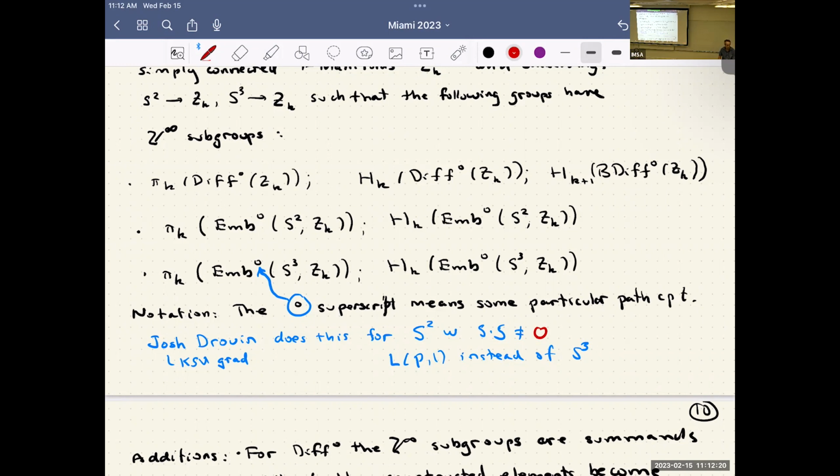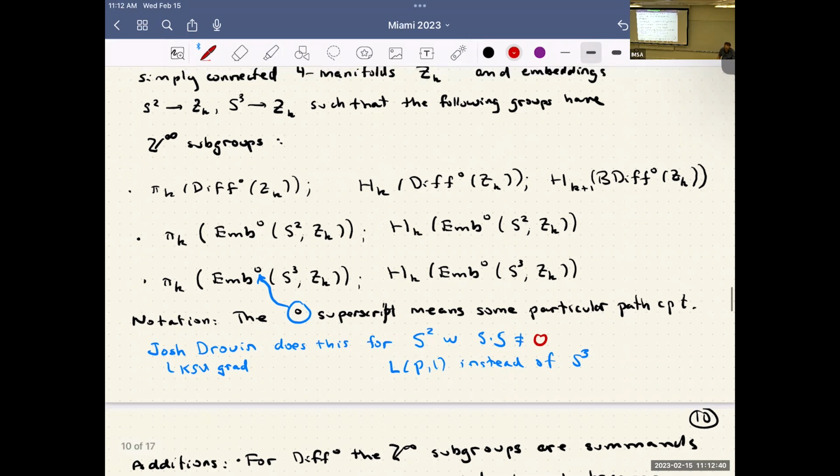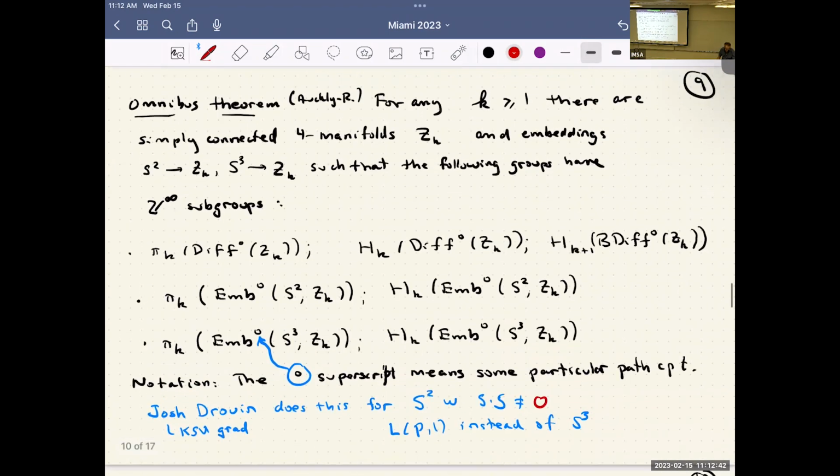But there's a trick that Josh uses, that Dave and I have used in some previous work: if you know how to do things for one self-intersection, then you can change the self-intersection and get similar results. So Josh takes advantage of that trick and does this. So these Ks are the same for pi k. Oh yeah, ZK is the one with pi k.